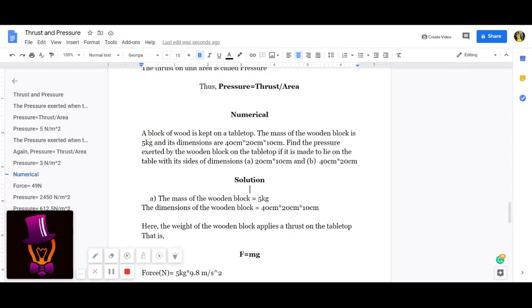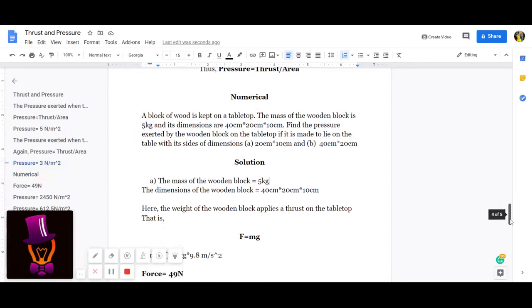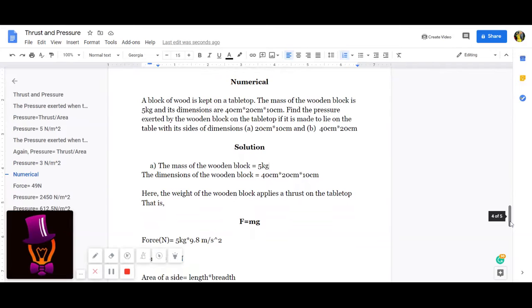Solution: the dimensions of the wooden block are 40 cm into 20 cm into 10 cm. They've given it in the question over here. Here, the weight of the wooden block applies a thrust on the tabletop. That is, F is equal to mg. So basically, force is also weight, so we need to just replace F with W.